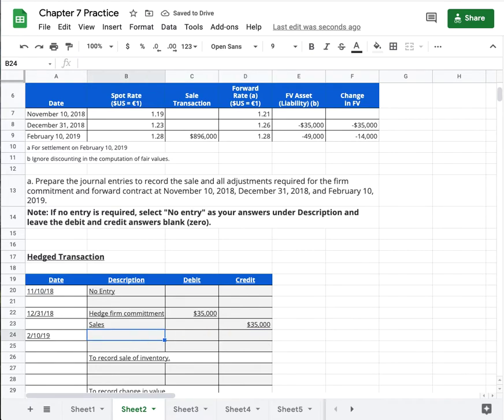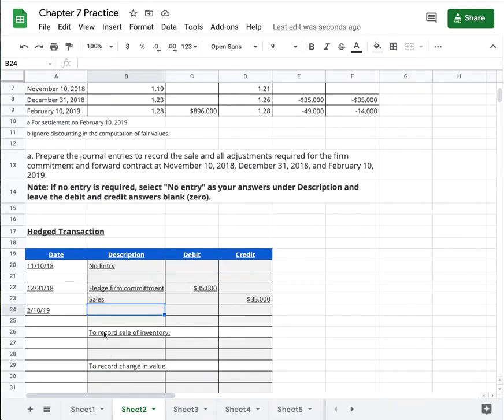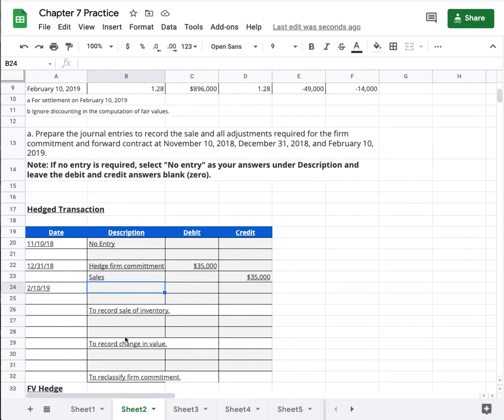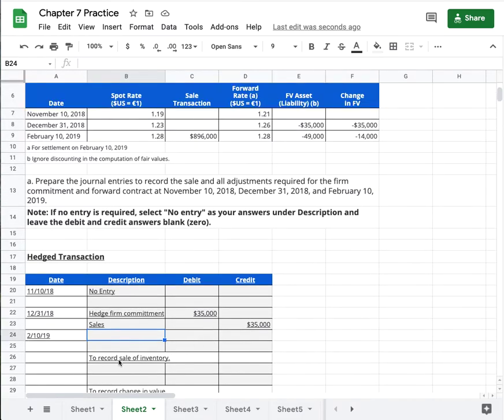Then on February 10th, 2019, we're actually going to recognize the sale transaction, and that's what they have here. We need to record the sale of inventory, then we need to record the change in value, and to reclassify the firm commitment. So we'll start with that recording of the inventory. We'll have a debit to cash and a credit to sales for the 896,000.